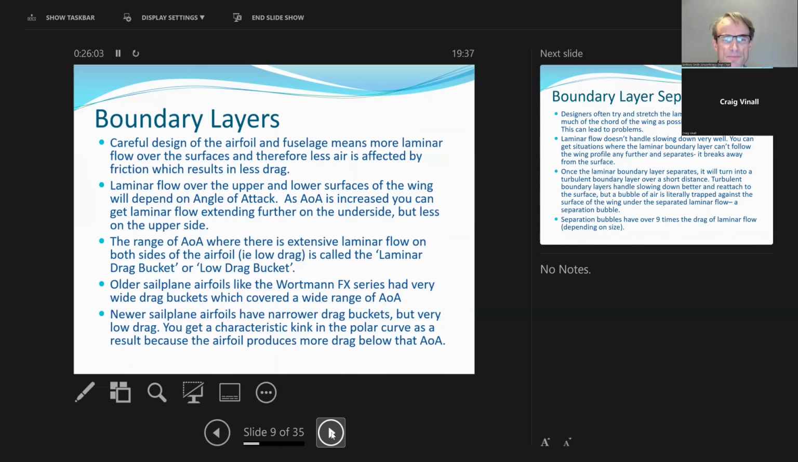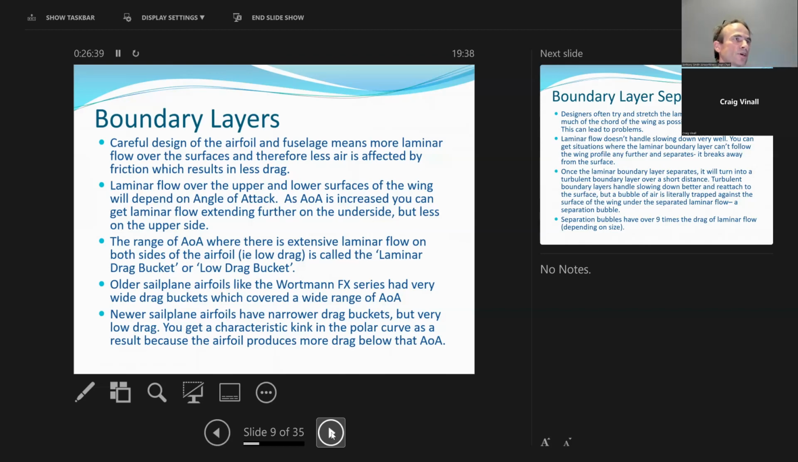Then Schempp-Hirth brought out the Discus, and this was a bit of a revolution because what they did was they limited that low drag range to a very discrete set of angles of attack. One was your climb speed, the other was your cruise speed, and beyond that, they didn't really care. The advantage they got out of that by limiting that angle of attack range was they made the laminar flow very extensive over the wing and got a very low drag airfoil as a result of that.